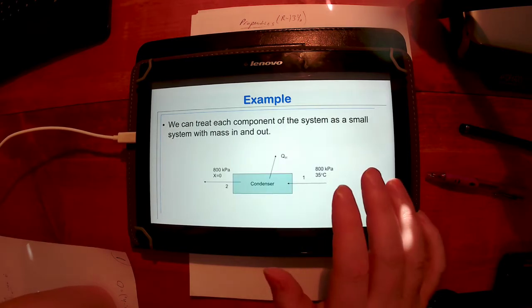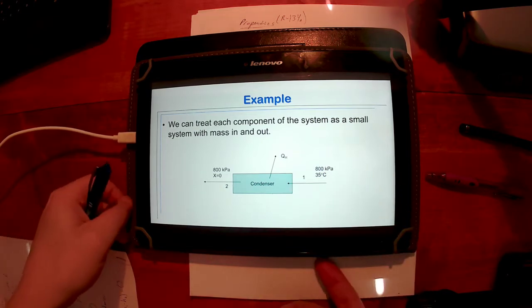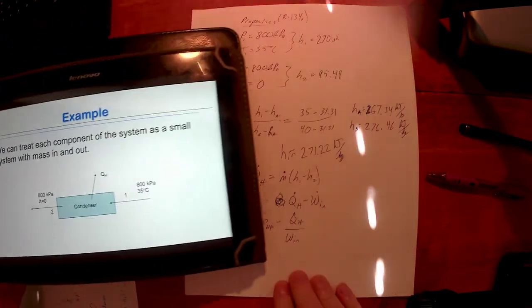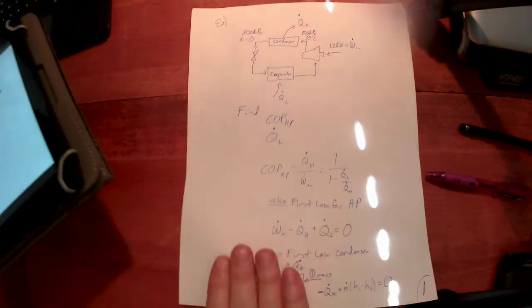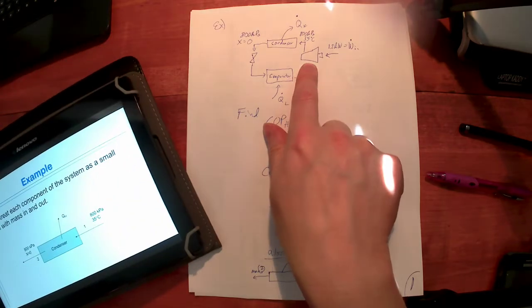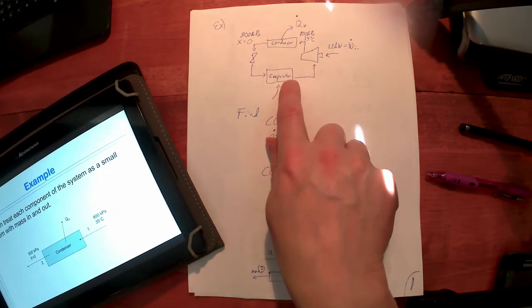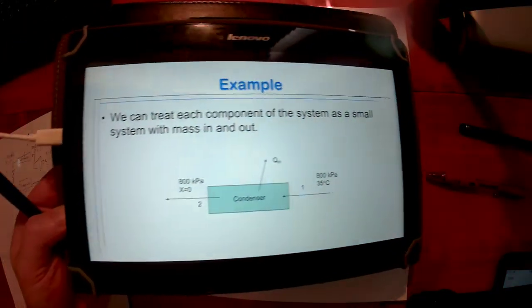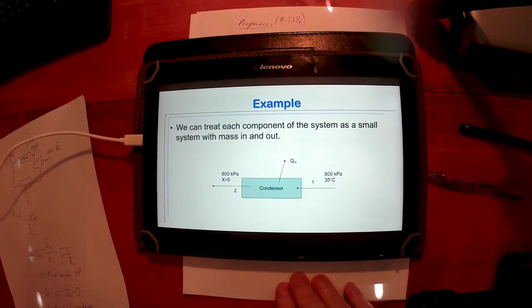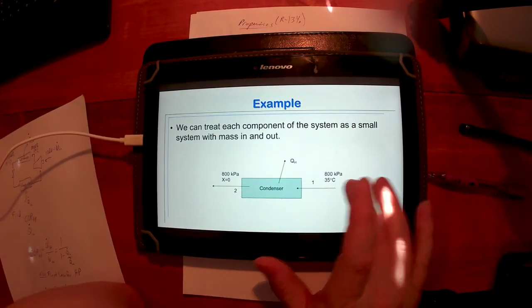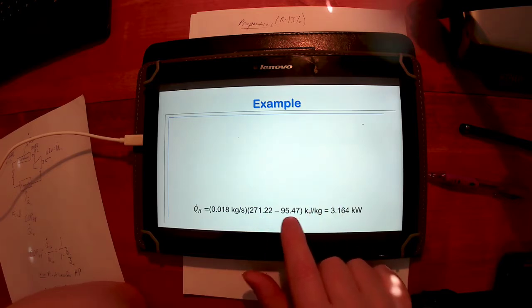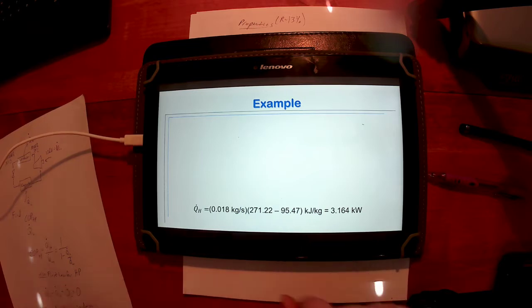So yes, we can treat each of these components in the diagram as its own system. Here we treated the condenser as its own system. If we know the properties at the inlet and outlet of the compressor, we can treat the compressor as its own system, or the evaporator, or even the expansion valve. We can treat any of these as their own little system, and then we can do a first law analysis on those smaller systems. Here we're doing the condenser. And so you can see H1, H2, we've already looked those up above.